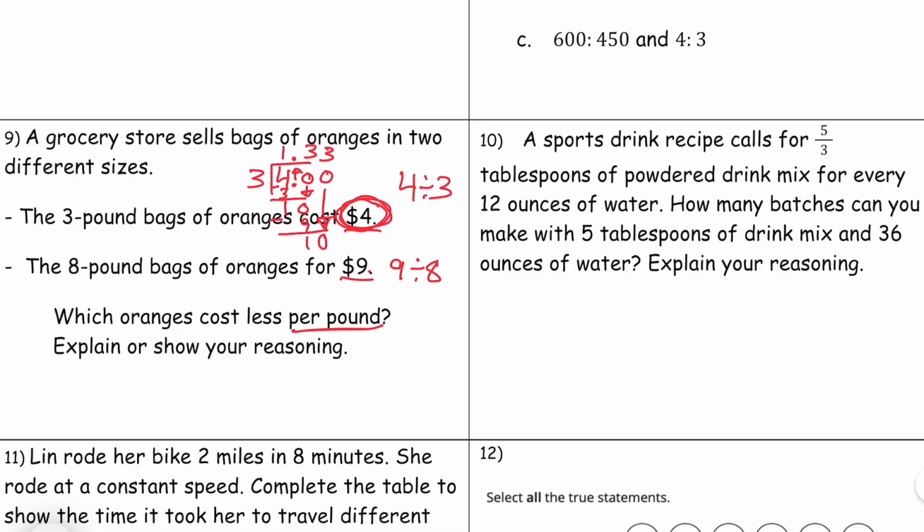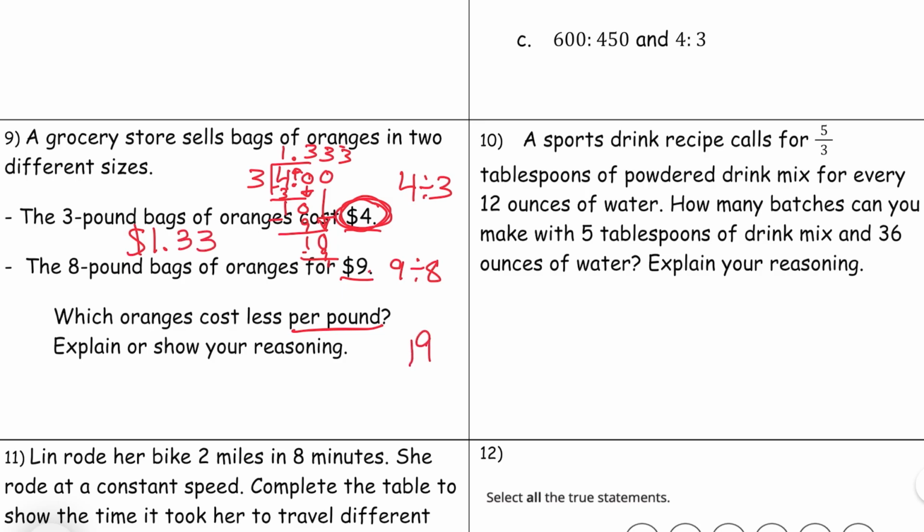3 goes into 10 3 times again. 3 times 3 is 9. 10 minus 9 is 1. So this pattern is going to keep going, the 3s. So I could really say this one's $1.33 per pound if I'm rounding it.